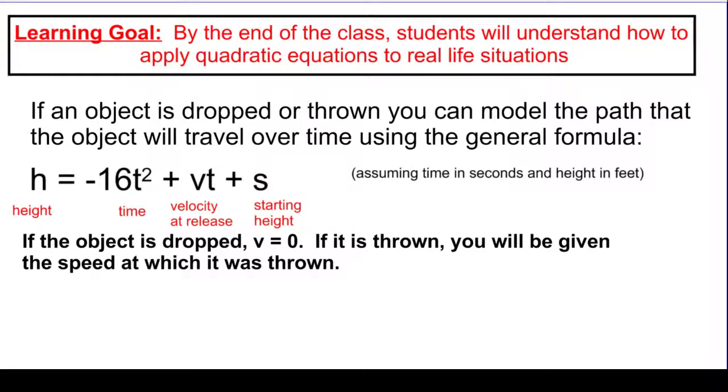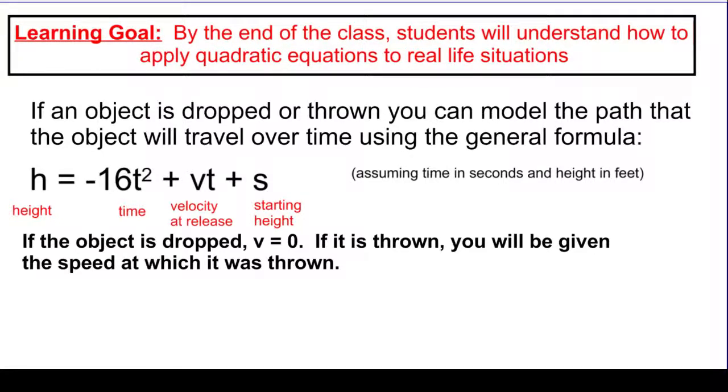If we take an object and we either drop it, which means we just reach over the edge of a building or a cliff and we just let go and we don't put any speed behind it, we just kind of let it fall, that would be dropping. Or if we do throw it, we're putting some velocity behind it as it's going up in the air, and then it's going to go up in the air and probably fall back down. We can model the path of those objects in relation to time using this basic formula.